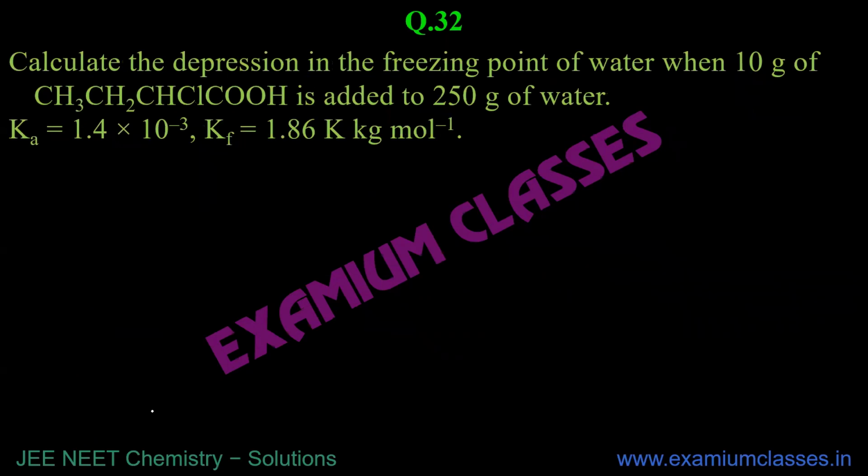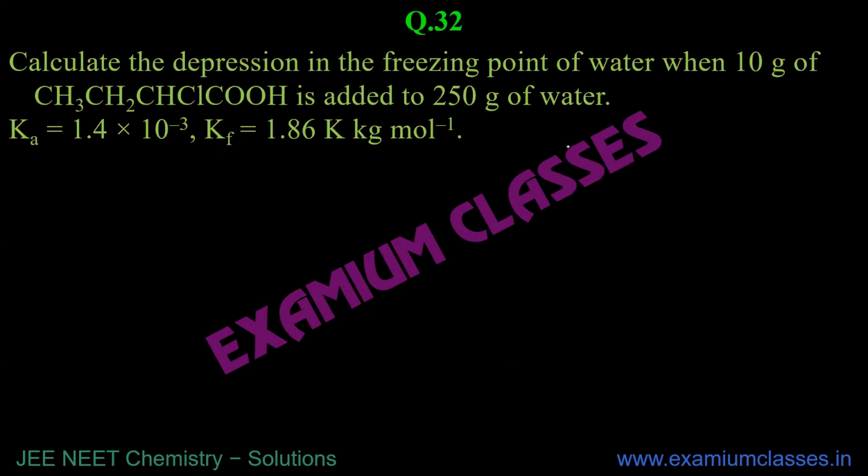Next question: calculate the depression in freezing point of water when 10 grams of CH3CH2CHClCOOH, that is 2-chlorobutanoic acid, is added to 250 grams of water. The question is slightly lengthy, so everyone will pay attention here.